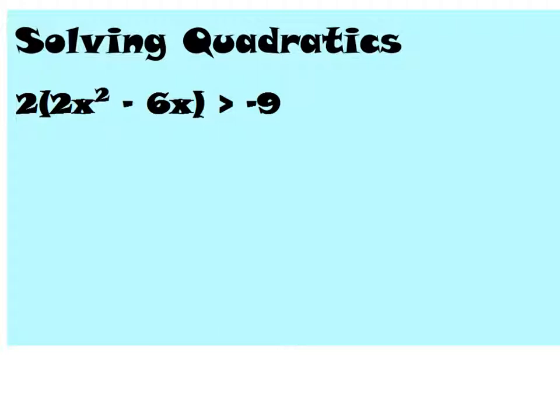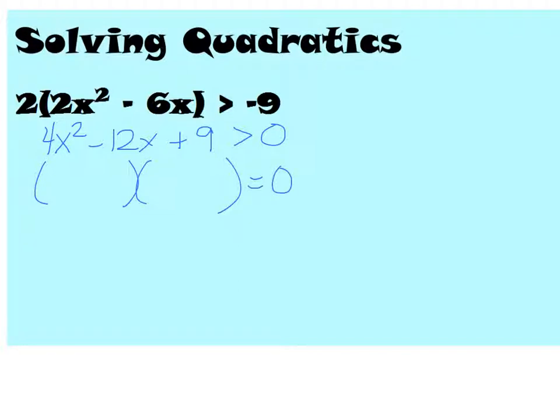Let's get rid of parentheses. Let's get it set equal to 0. So I'm going to distribute. So I'll have a 4x squared minus 12x, and I'm going to add that 9 over here. Okay, so now I've got the 0. Good. So let's factor. But it's going to equal 0. Remember, we pretend that it equals 0 to find our critical numbers.